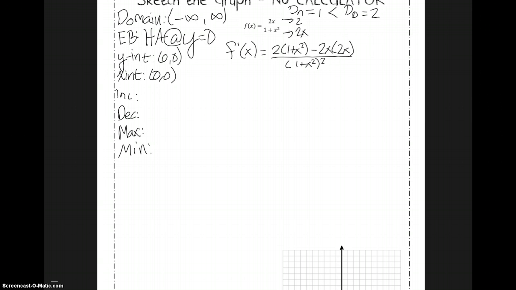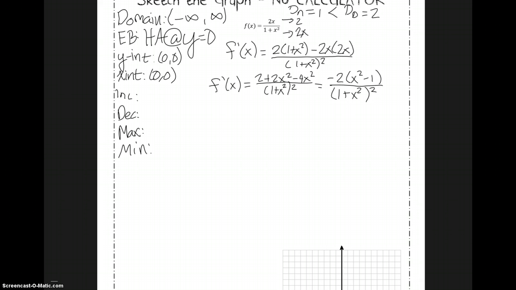And we can multiply in the 2 and simplify. If I do that, f prime of x is 2 plus 2x squared minus 4x squared, all over 1 plus x squared quantity squared. Simplifying that, I have negative 2x squared plus 2. Let's factor out that negative 2, and I get x squared minus 1, all over 1 plus x squared quantity squared.